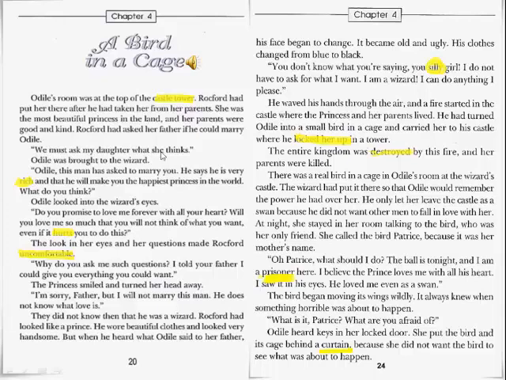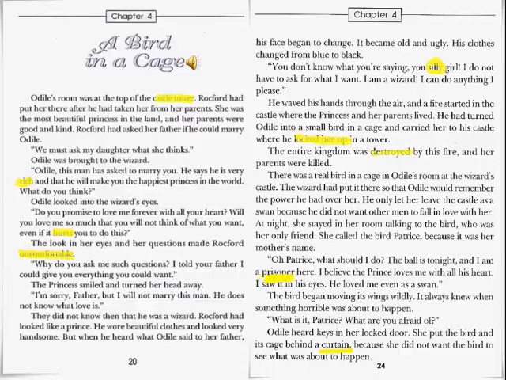We must ask my daughter what she thinks. Odile was brought to the wizard. Princess Odile. Odile, this man has asked to marry you. He says he is very rich and that he will make you the happiest princess in the world. What do you think? Odile looked into the wizard's eyes. Do you promise to love me forever with all your heart? Will you love me so much that you will not think of what you want, even if it hurts you to do this? The look in her eyes and her questions made Rockford uncomfortable.